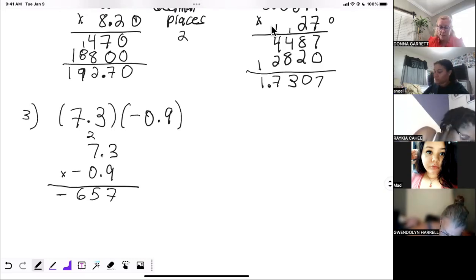And I can do my decimal places. So this is 1 decimal place and this is 1 decimal place. That means I'm going to move it over 2 decimal places. So I start here at the end and I go 1, 2, and I have my 2 decimal places. So there's my decimal place. And I'm going to erase this so it's not in the way. And I know it goes right here. Negative 6.57.